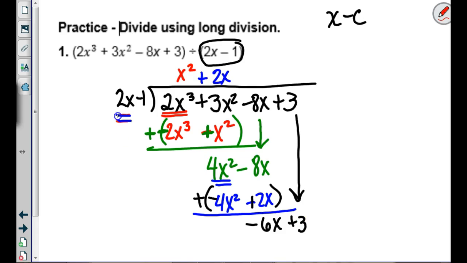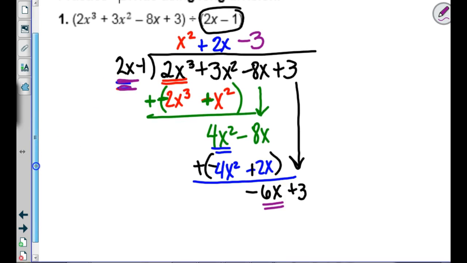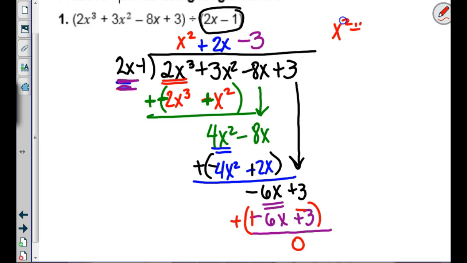Okay. 2x will be multiplied by what out here, by something I write up here, to become exactly -6x, -3. Multiplying both of the terms out here by -3 will give me -6x plus 3, which if I subtract, will change this and be exactly 0. So my answer is x squared plus 2x minus 3.